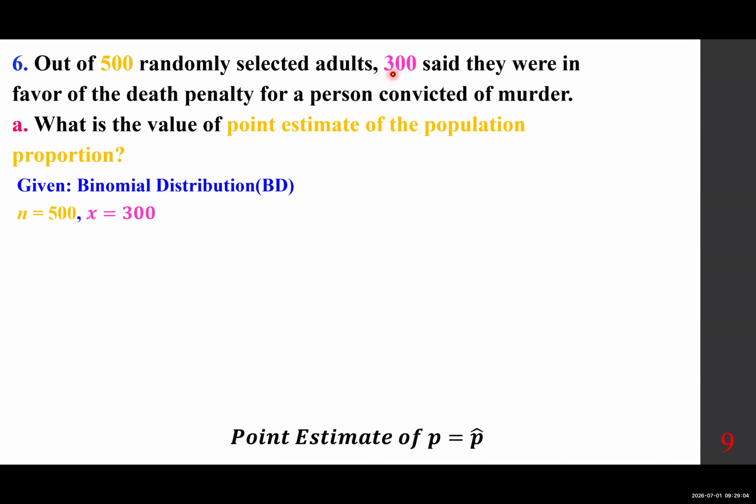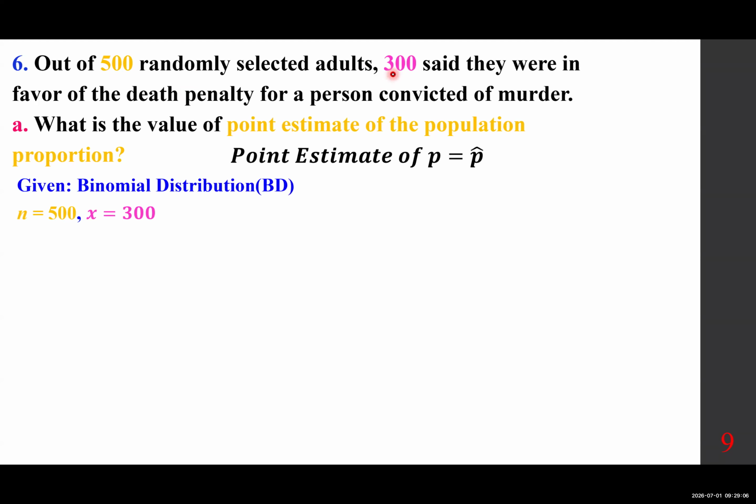The point estimate for p is p hat. P is the population proportion, p hat is the sample proportion, and the formula for p hat is lowercase x over lowercase n. For p, it is uppercase X over uppercase N. That is the population. This is lowercase. So 300 over 500, 3 over 5 or 0.6.